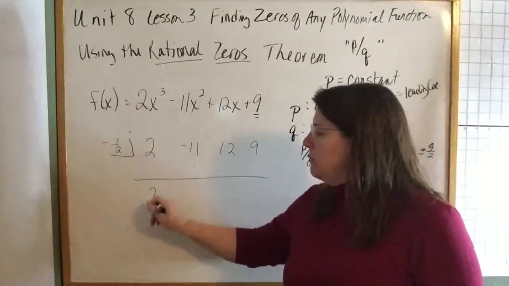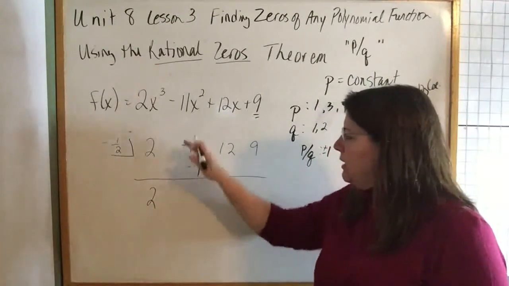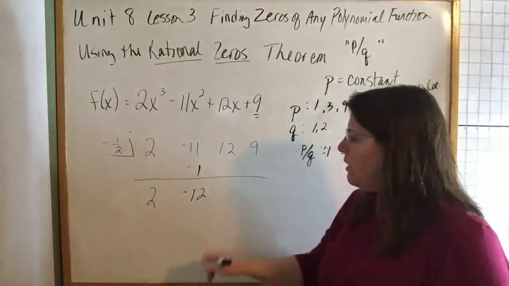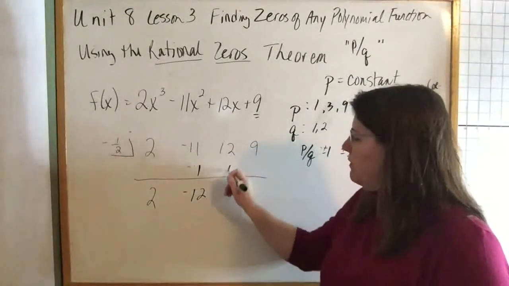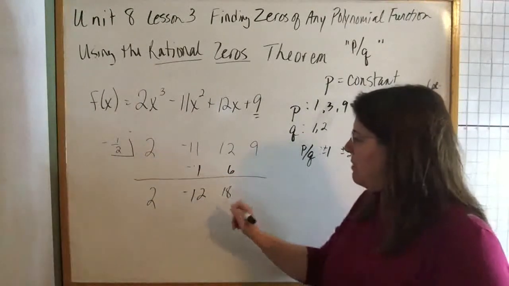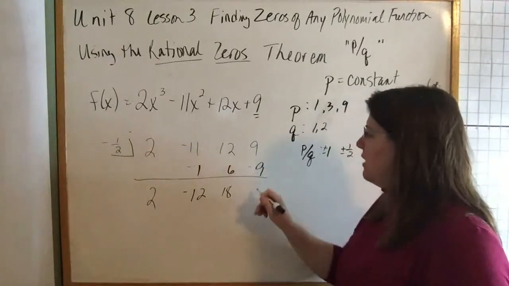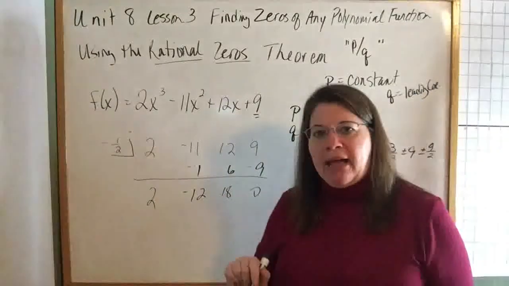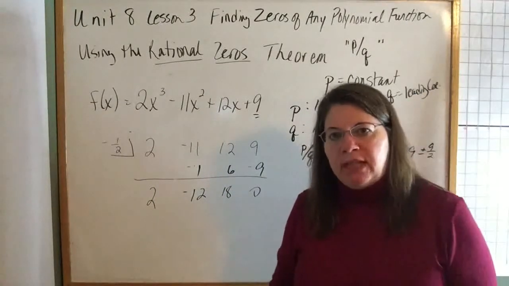Bring down the 2. Negative 1/2 times 2 is negative 1. I add those together, I get negative 12. Negative 1/2 times negative 12 is 6. I add those together, I get 18. Negative 1/2 times 18 is negative 9. I add those together, I get 0. Negative 1/2 is a factor because it went in evenly with no remainder.